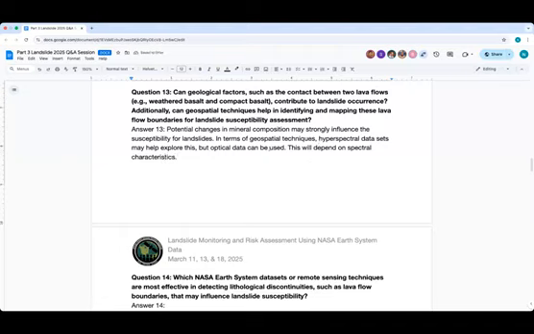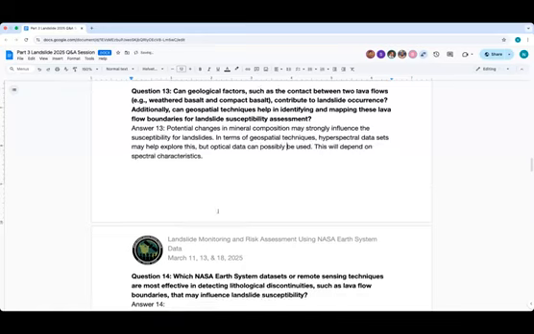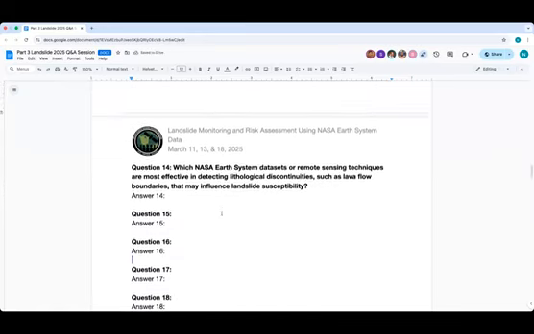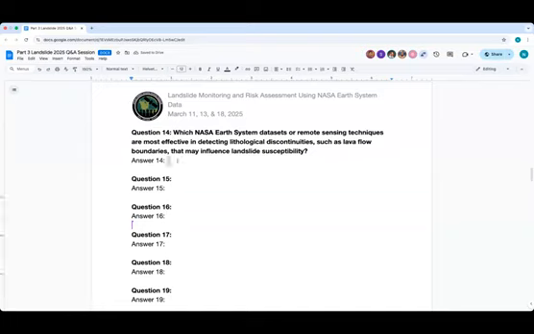Okay, terrific. And last question, number 14. Which NASA Earth system datasets or remote sensing techniques are most effective in detecting lithological discontinuities, such as lava flow boundaries, that may influence landslide susceptibility? So I suspect this is the same person asking this question as the previous one, and I'm excited to see their interest in this specific element.